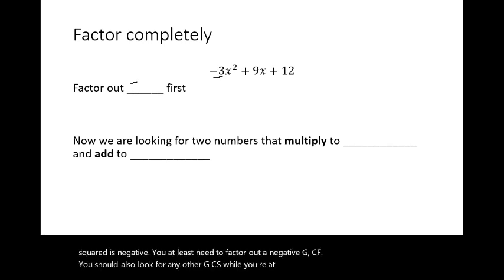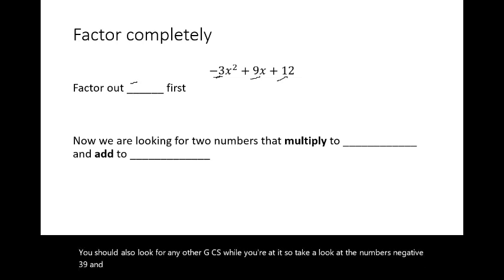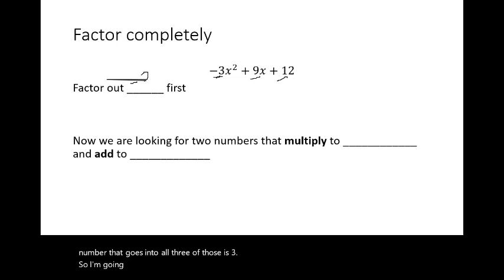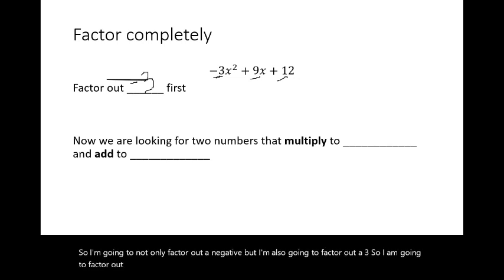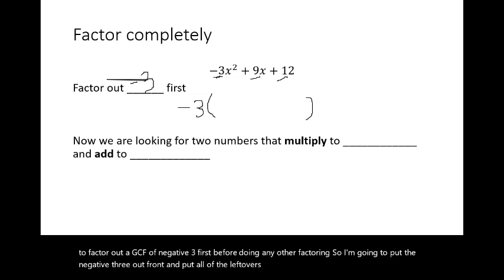So take a look at the numbers negative 3, 9, and 12. What is the largest number that goes into all three of those? Well, the largest number that goes into all three of those is 3. So I'm going to not only factor out a negative, but I'm also going to factor out a 3. So I am going to factor out a GCF of negative 3 first, before doing any other factoring. So I'm going to put the negative 3 out front and put all of the leftovers in parentheses.